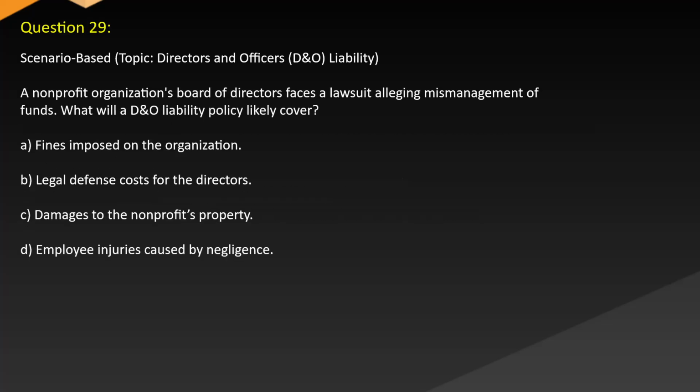Question 29. Scenario-based. Topic: Directors and officers, D&O liability. A non-profit organization's board of directors faces a lawsuit alleging mismanagement of funds. What will the D&O liability policy likely cover? A. Fines imposed on the organization. B. Legal defense costs for the directors. C. Damages to the non-profit's property. D. Employee injuries caused by negligence.